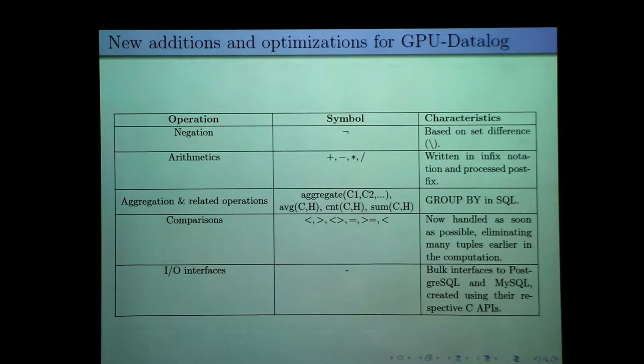GPU Datalog was developed during my master's thesis, but now it has some new additions and optimizations. For example, the negation, which is based on the set difference, arithmetics, some summation, multiplication, etc. It also has aggregation and its related operations, average, counting, summation, which is very similar to the group by in SQL. Also all the comparison operators, which have also been improved from the original version, and an interface to communicate with Postgres and MySQL.